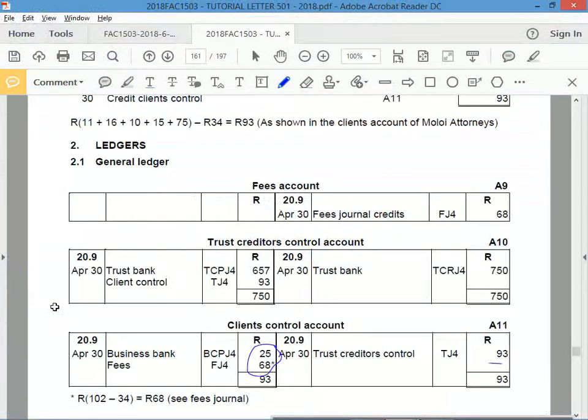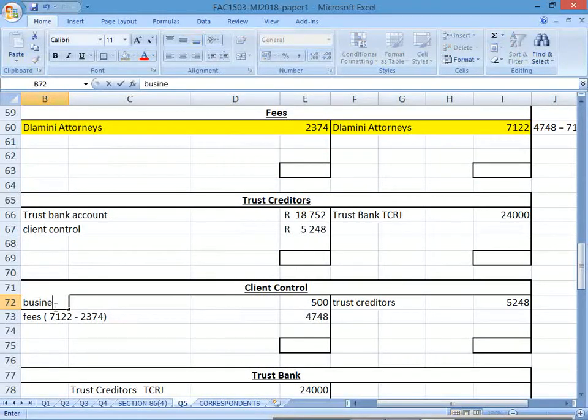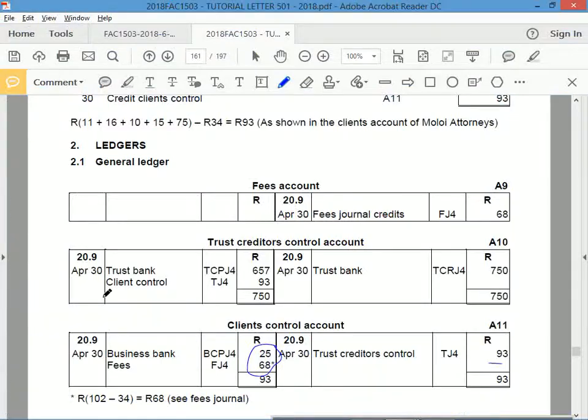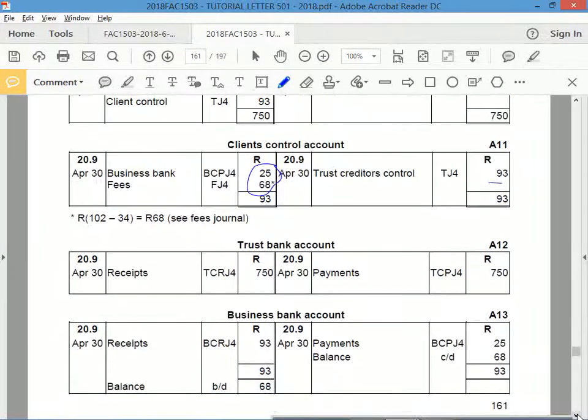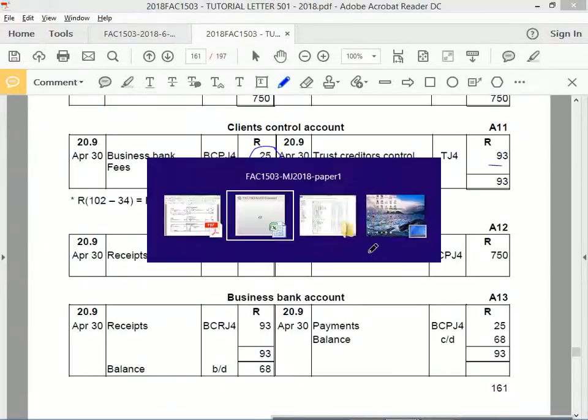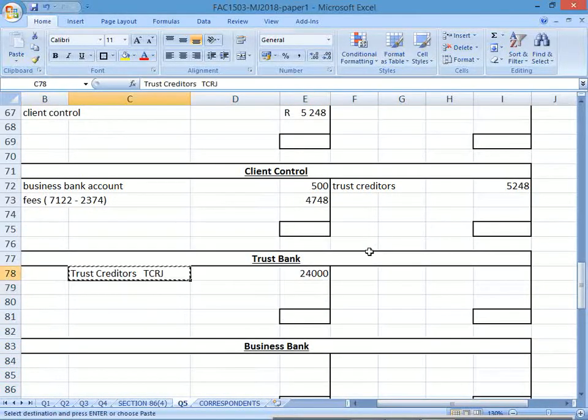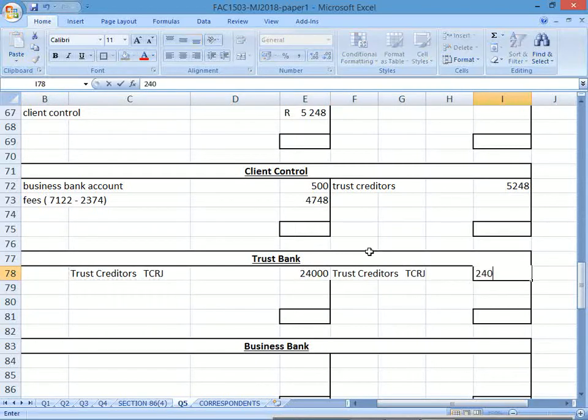Okay, and then the 500 is for the business bank account, which was the 500. That I don't think I've recorded yet. Okay, yeah. So fees we've done, trust creditors we've done, client control we've done, trust bank account we need to do. Okay, the trust bank account would just be the receipts and the payments, which should be the same. So we had the one, just copy paste, show the other. Same. Okay.